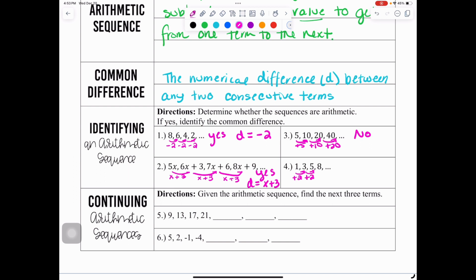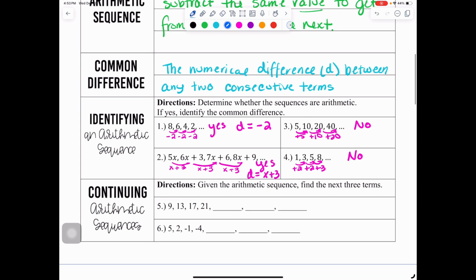So that's why you have to check all, because 5 to 8 is adding 3. And now we are not adding the same thing every single time. So this is also not an arithmetic sequence. So you have to be adding or subtracting the same value every single time between all terms. So that's how you would identify if something's an arithmetic sequence.